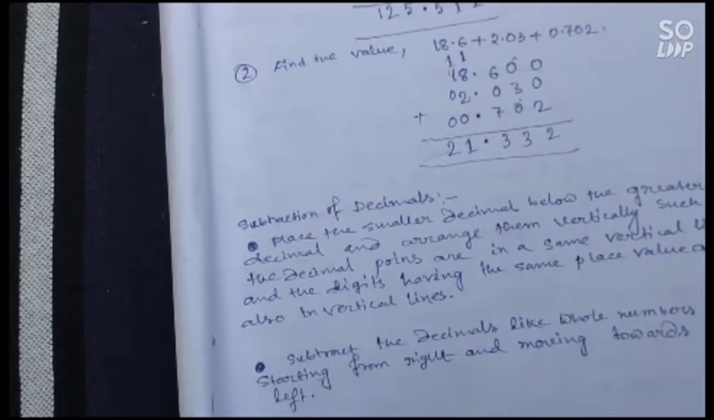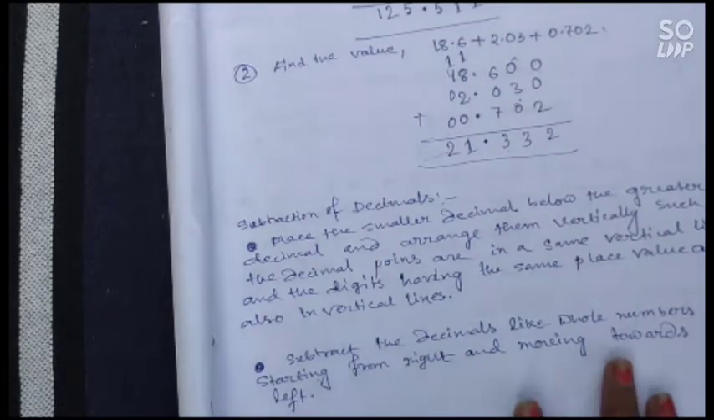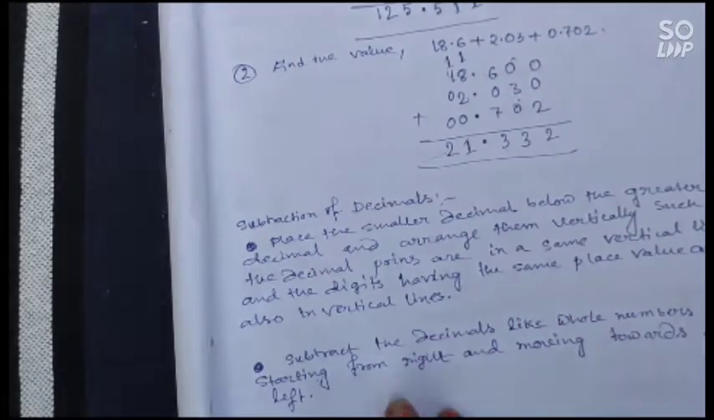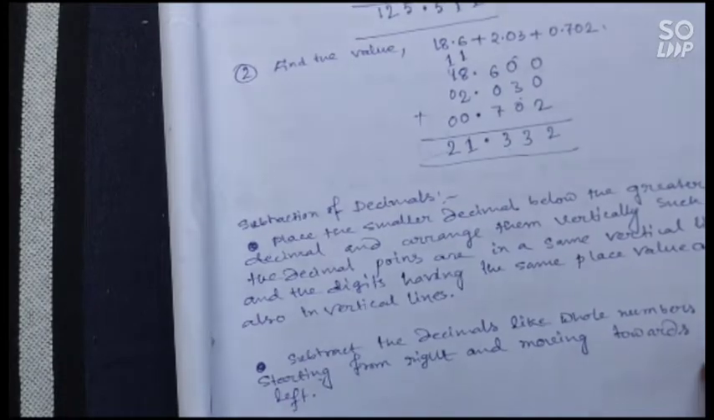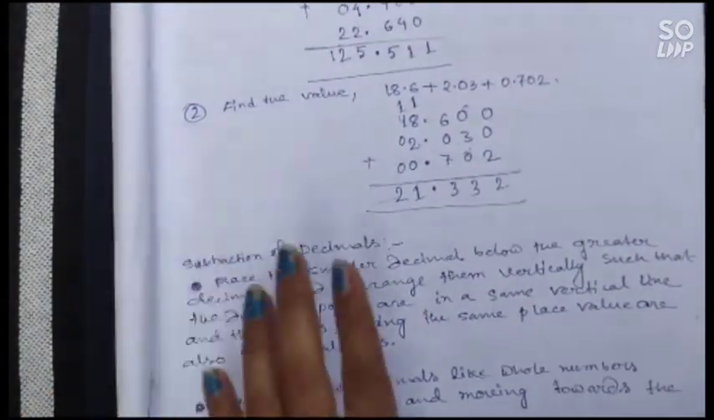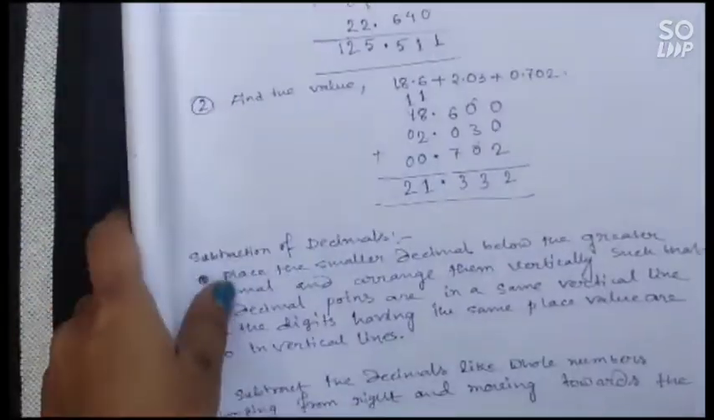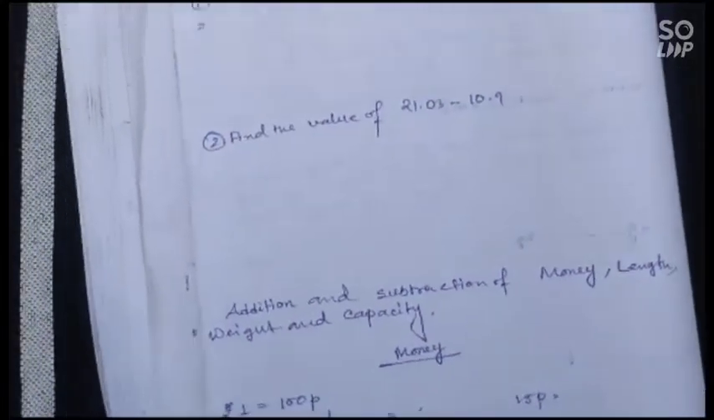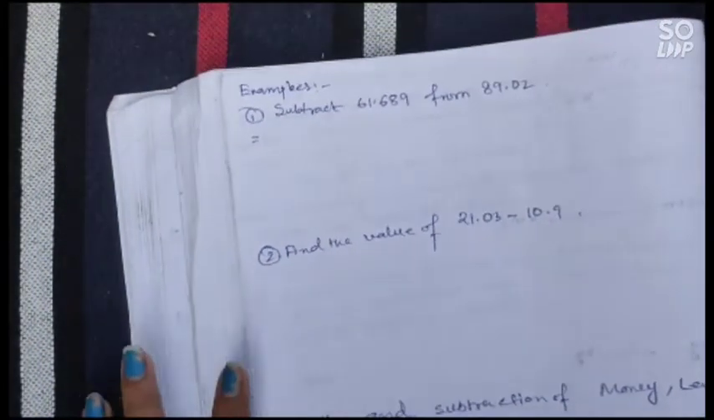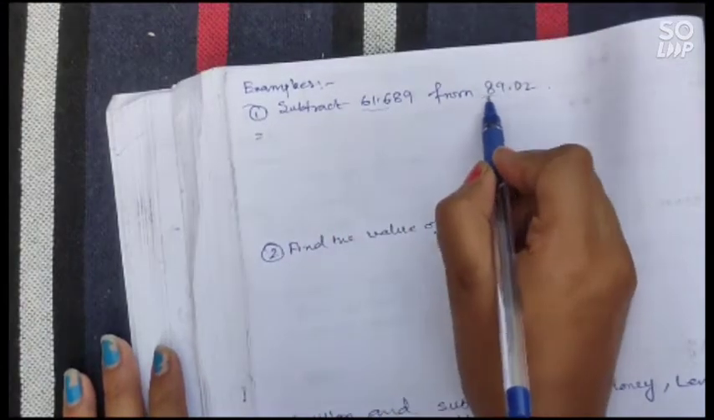Then you have to subtract the decimals just like whole numbers, starting from the right and moving towards the left. Let's see some examples of subtraction. Subtract this value from this value.